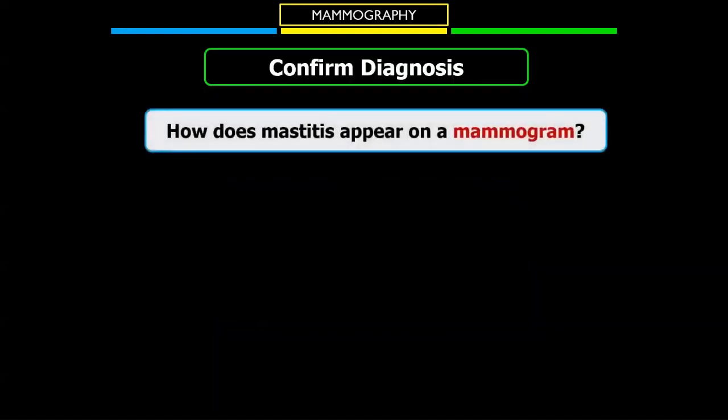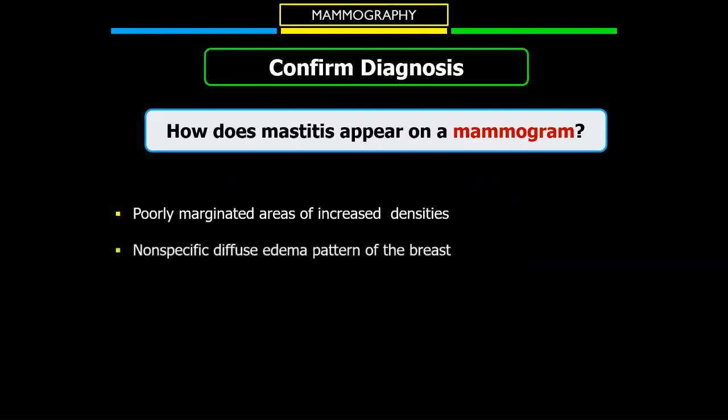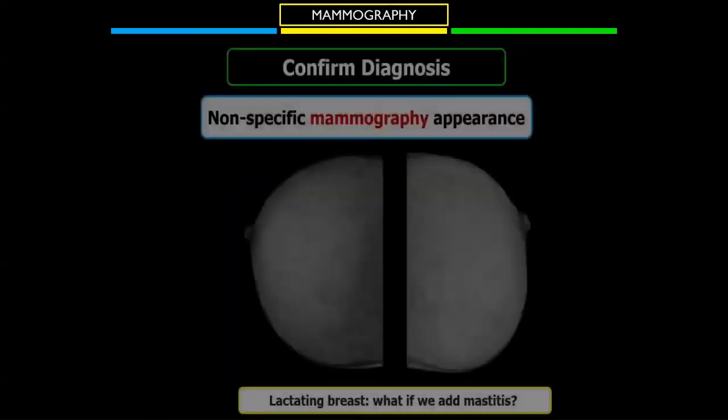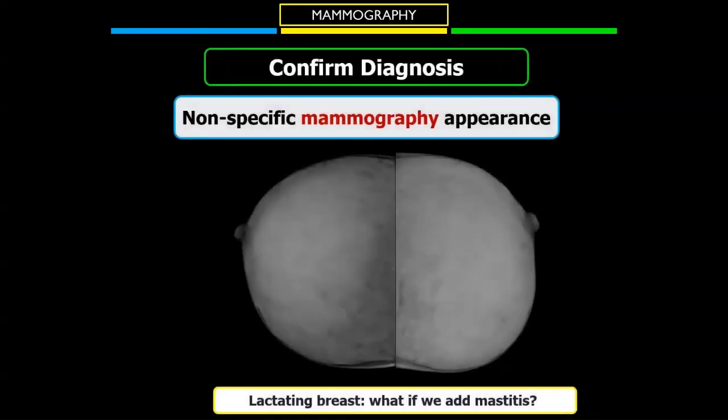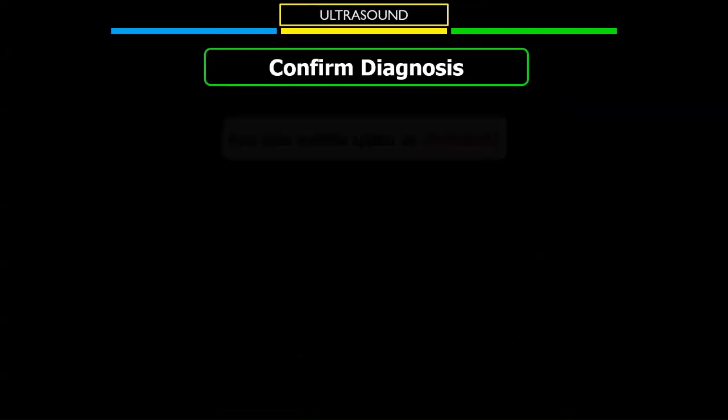So we expect that on a mammogram, we find a non-specific picture for mastitis. We might find poorly marginated areas of increased densities or a non-specific diffuse edema pattern of the breast. We might find skin thickening and enlarged axillary lymph nodes. And we can imagine that this is how a lactating breast looks on a mammogram. If we add mastitis to this lactating breast, I think we will see nothing in the mammogram.